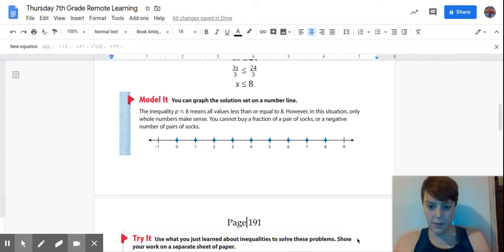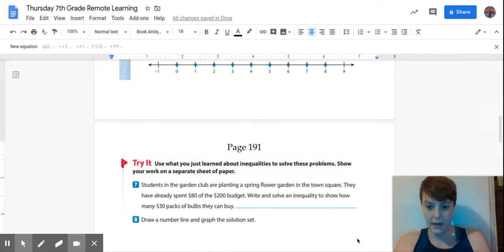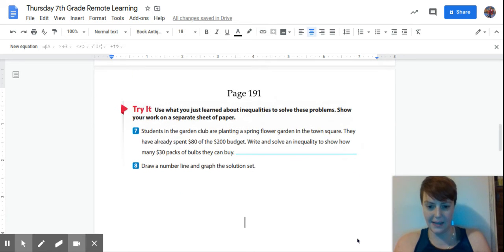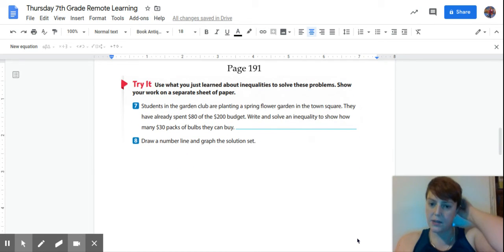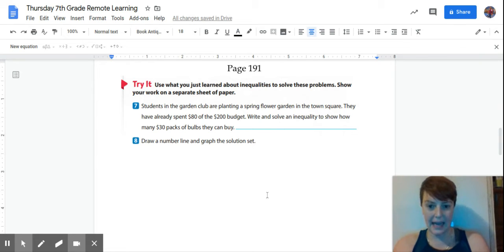So let's move on to page 191. Oh, hey, look, we're just about done. Okay, great. So students at the garden club are planting a spring flower garden in the town square. They've already spent $80 of the $200 budget. Write and solve an inequality to show how many $30 packs of bulbs they can buy. And then, from that same problem, you're going to draw a number line and graph the solution set.